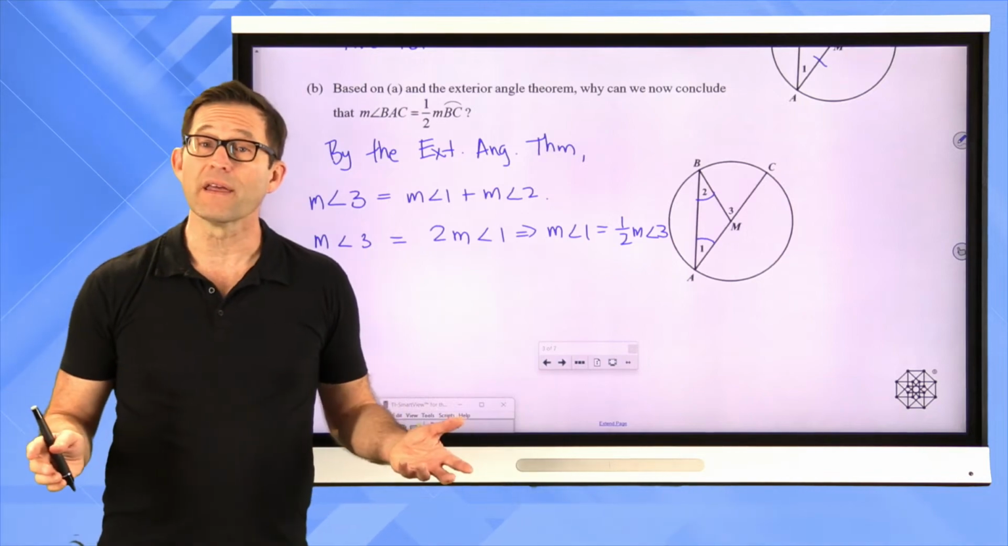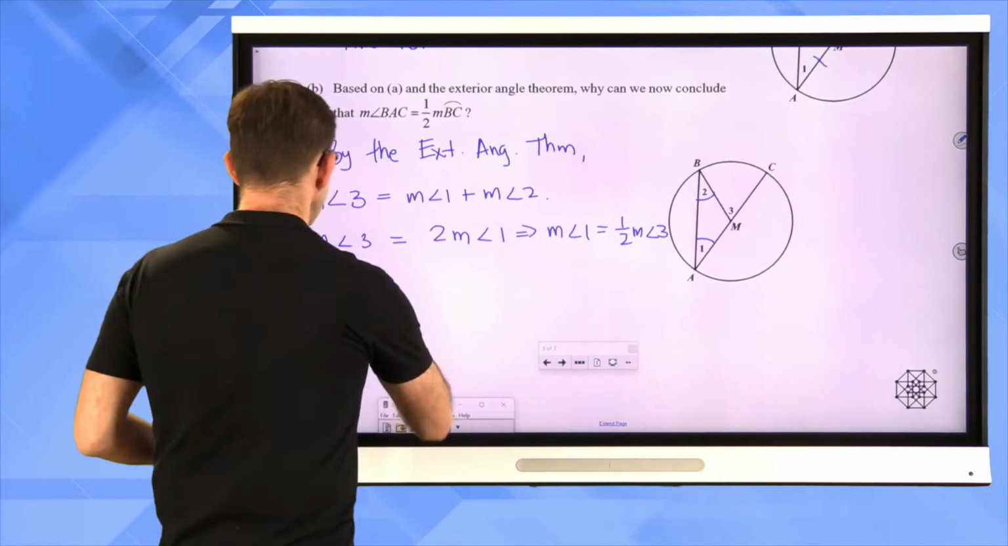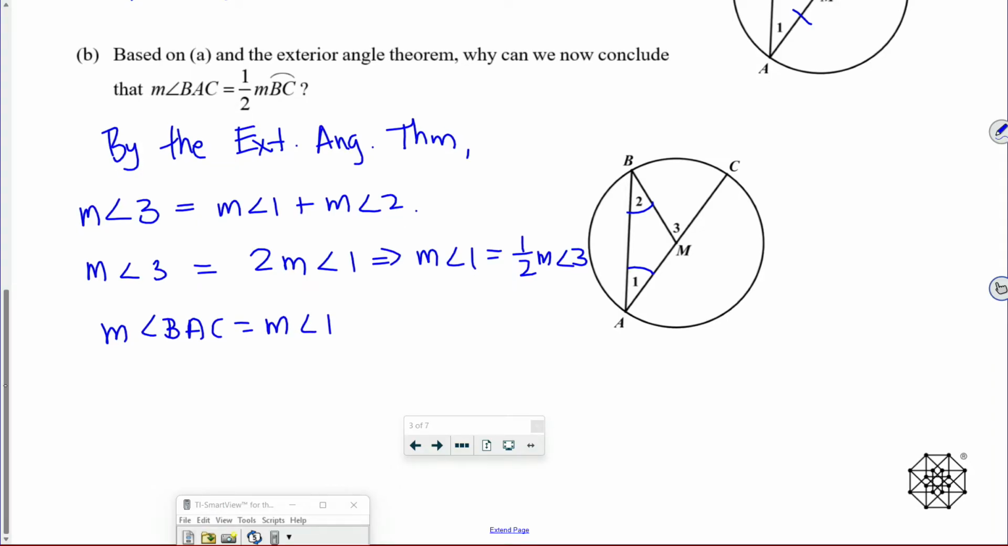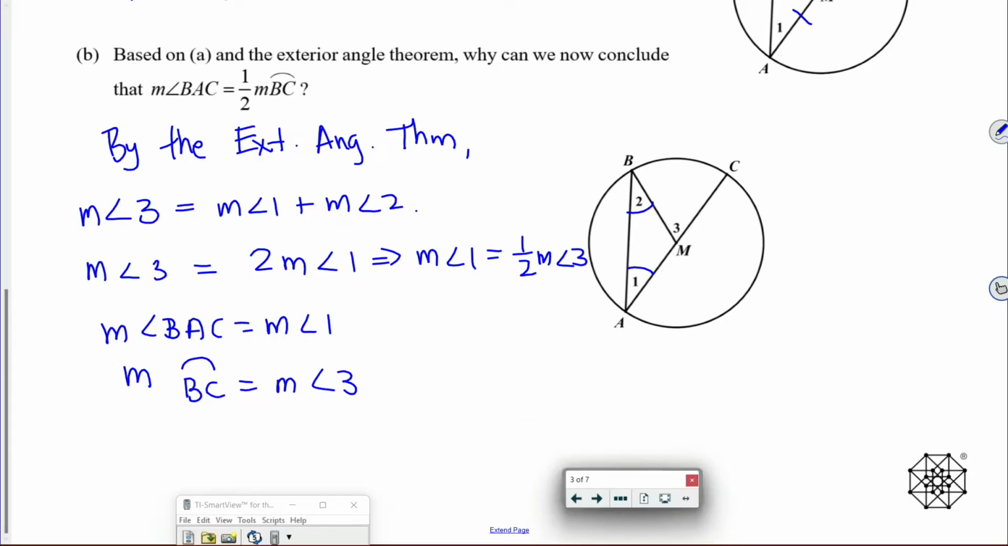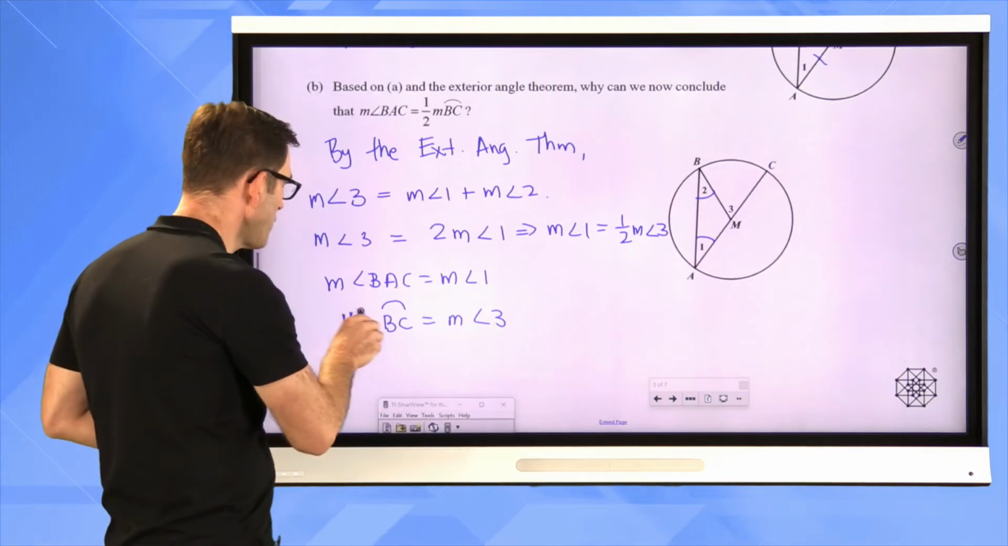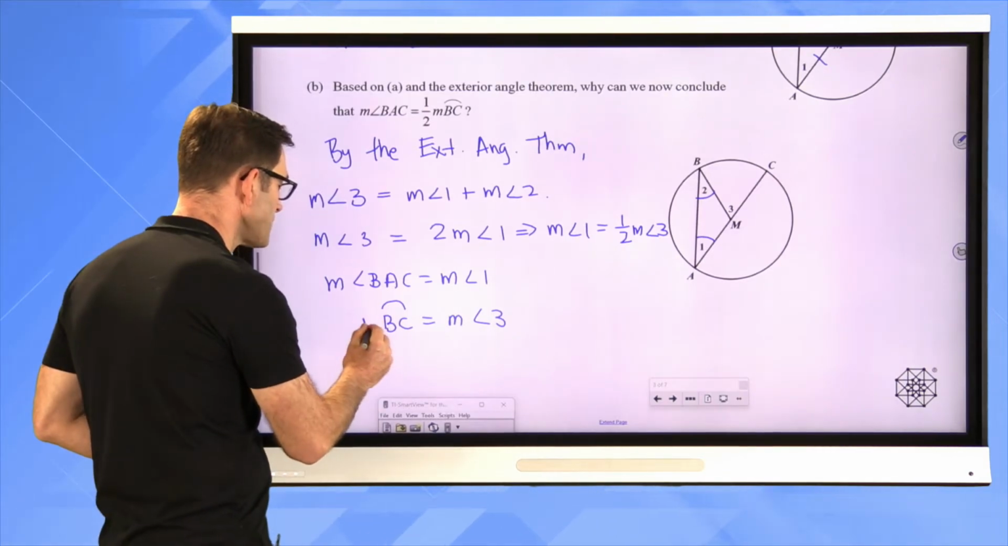And now we basically have it, right? Because the measure of angle BAC equals the measure of angle 1. They're literally the same thing. And the measure of arc BC is equal to the measure of angle 3. Now, before we conclude this, let's make sure that we really have this, including putting the M a little bit closer to the arc symbol.